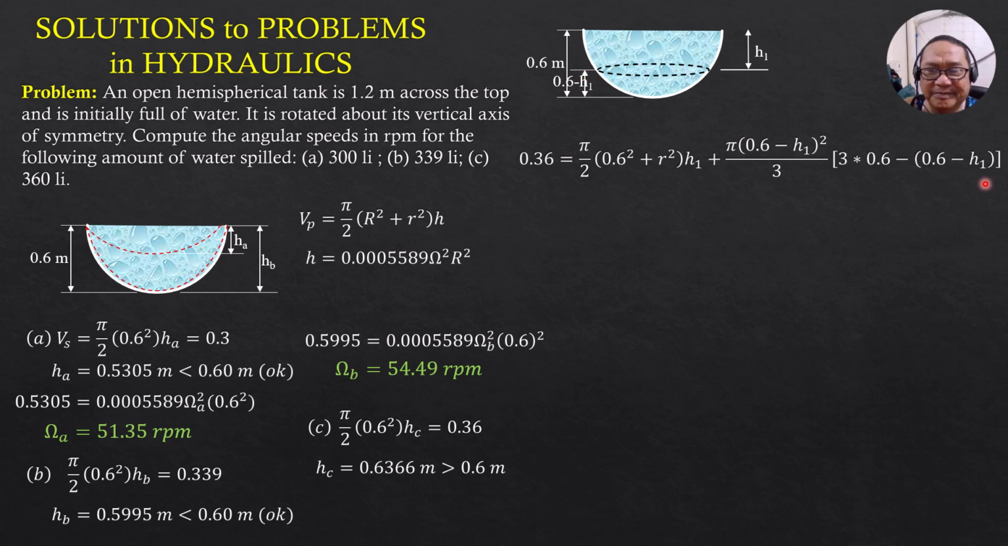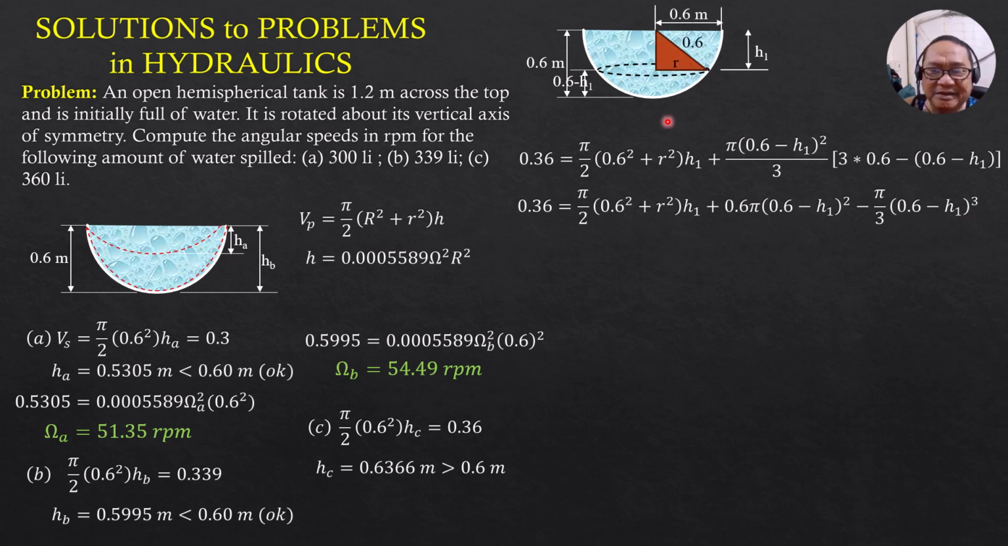So simplifying, 0.36 equals pi over 2, 0.6 square, r square h1. Then if we distribute this factor, we cancel 3, so we have 0.6 pi, quantity 0.6 minus h1 square, and pi over 3 times quantity 0.6 minus h1 cube. So that's it, and this is the figure.